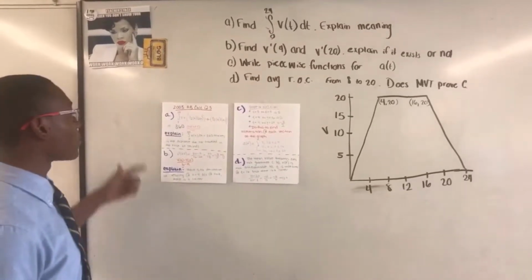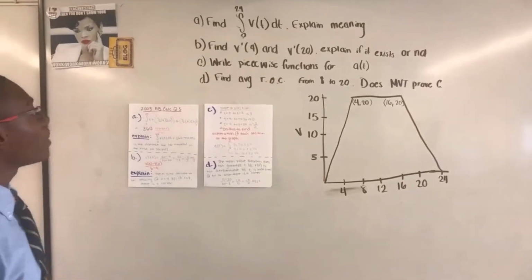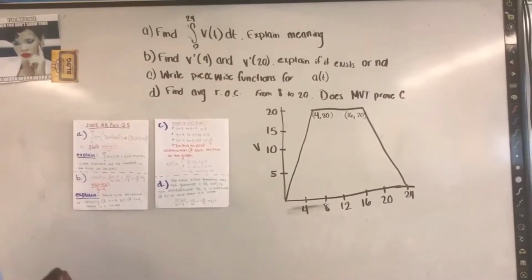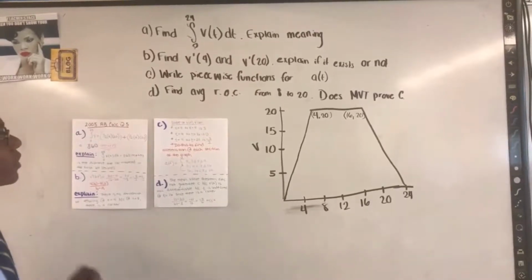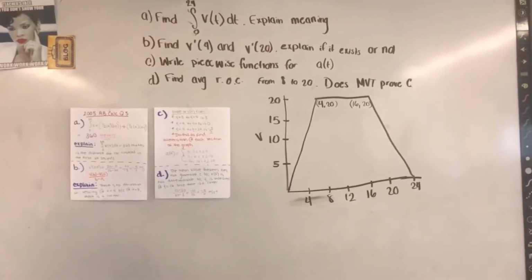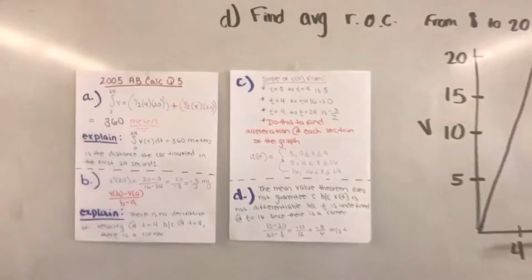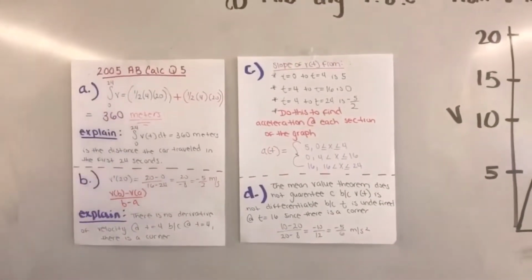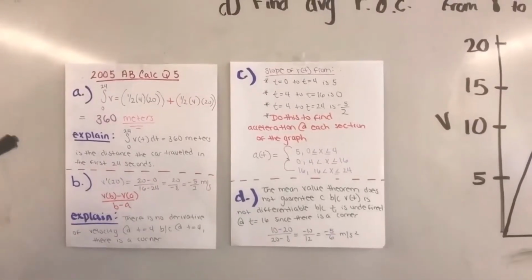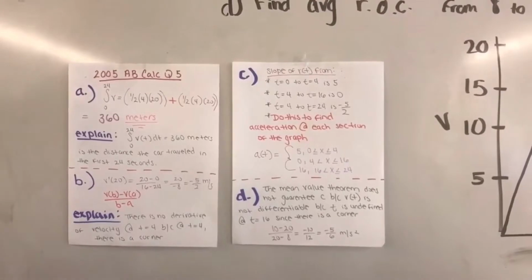Alright, so right now we're gonna do 2005 AB Calculus question 5. Question A says, find the integral from 0 to 24 of v of t dt and also explain the meaning. If you look at A right here, you're gonna do the integral from 0 to 24 of v of t. That means the integral itself is the area.